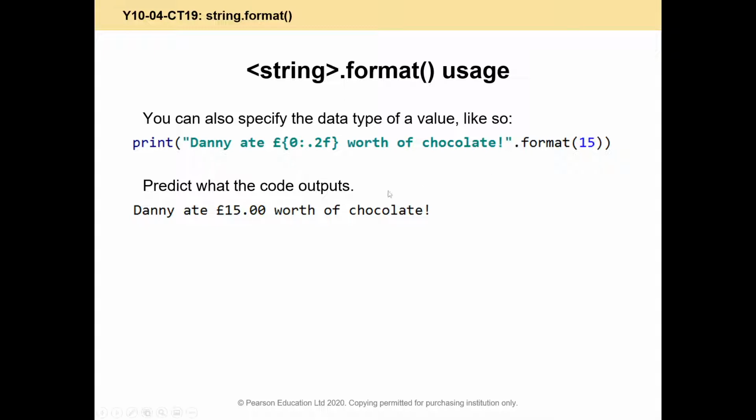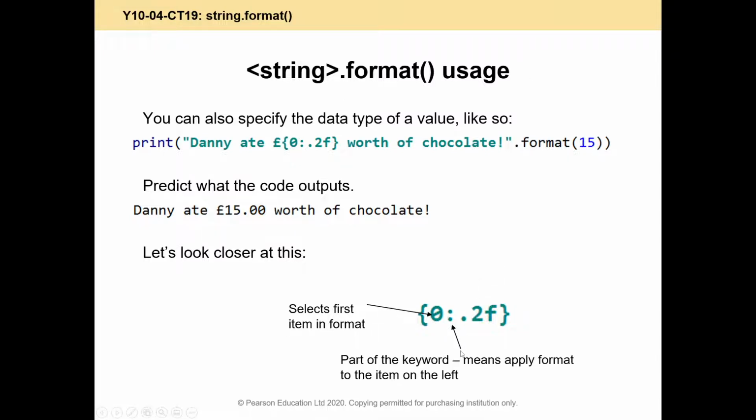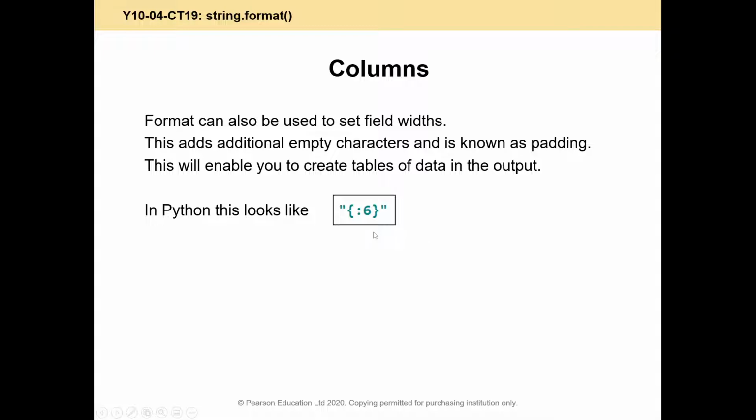But it's not just 15, it's 15 with a decimal place and then 2 spaces. So 15 and then a colon. The colon says I want to give more information about it: decimal place, rounded to 2 positions, and it's a floating point, a decimal value. Let's have a look closely. That's the first position. That just means we're going to apply some formatting to it, and this is going to be 2 decimal places.